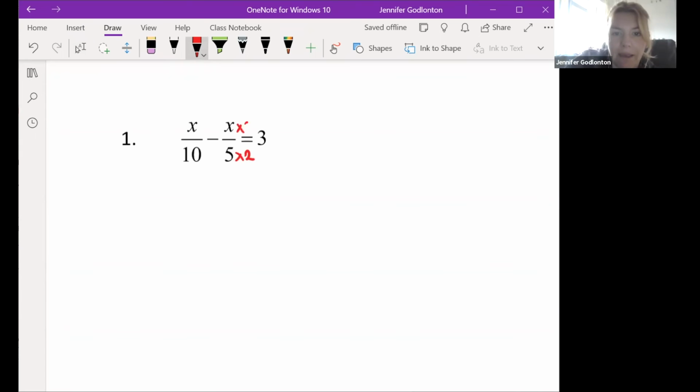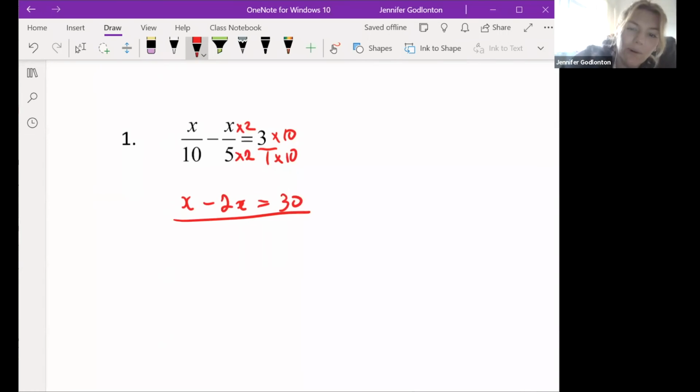So wouldn't it be, oh yay! Success. Okay, so we're going to have x minus 2x is equal to 30, and all of that would be over 10, but because it's a common denominator, we don't need it. So we're going to end up with negative x is equal to 30.